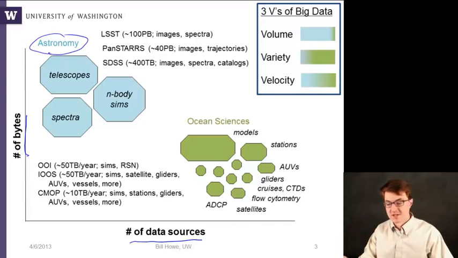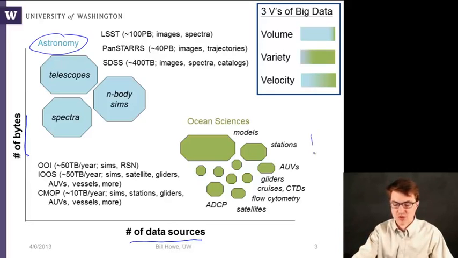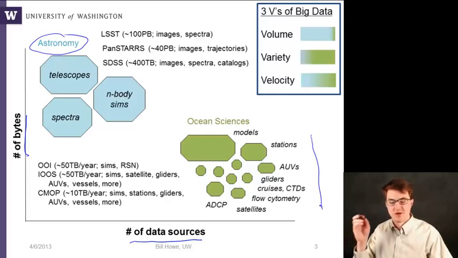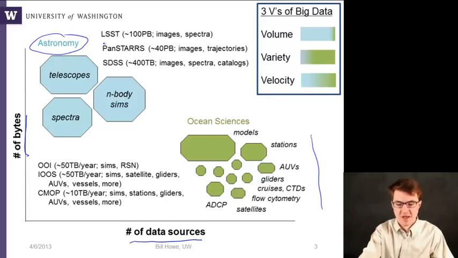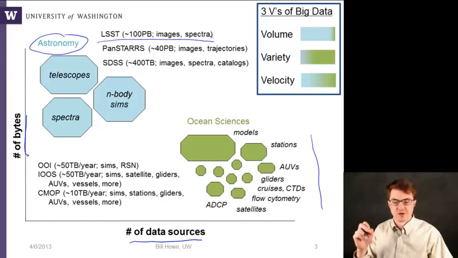In, say, the ocean sciences, and certainly in the life sciences, although I only show one example here, the variety is really more of a challenge. The actual sheer scale is not as high as the hundreds of petabytes that can be generated by these telescope infrastructures like the Large Synoptic Survey Telescope. But the number of different types of instruments you can use to acquire data is large and ever growing, right?